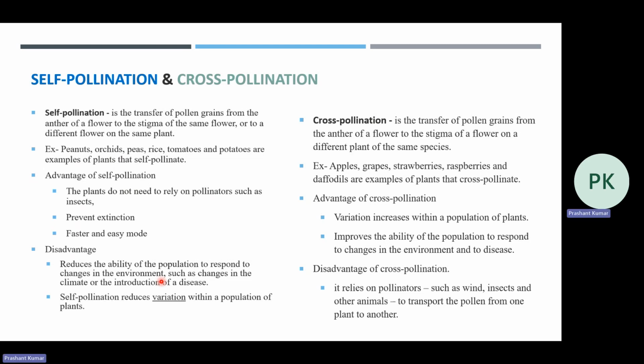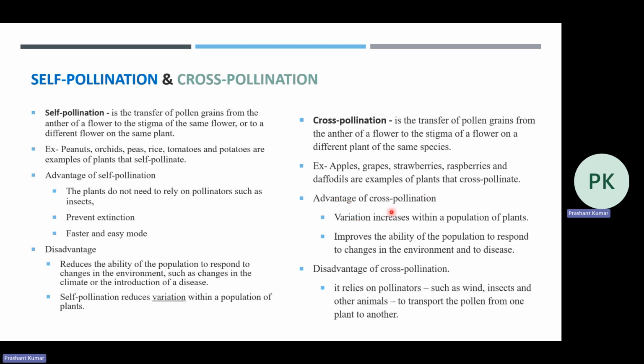When we say cross pollination, the idea is the transfer of pollen grain from the anther of one flower to the stigma of another flower. It's not on the same flower. Examples are generally strawberries, daffodils, apple, grapes, they go for cross-pollination.